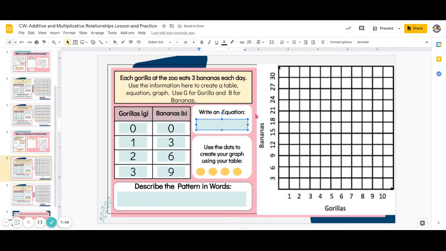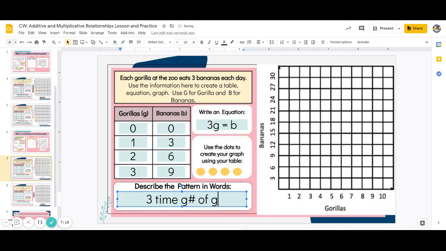Okay, so our equation is going to be 3 times the amount of gorillas equals our number of bananas. Okay, so 3 times the number of gorillas is the number of bananas.